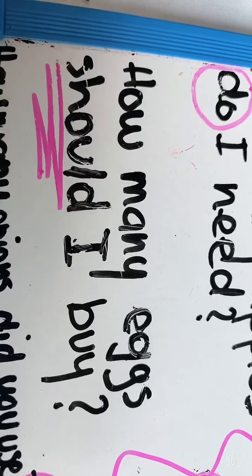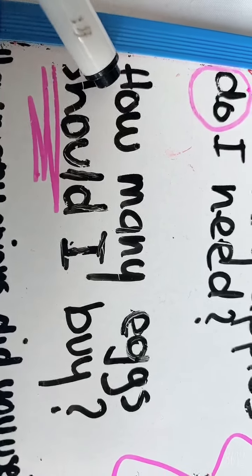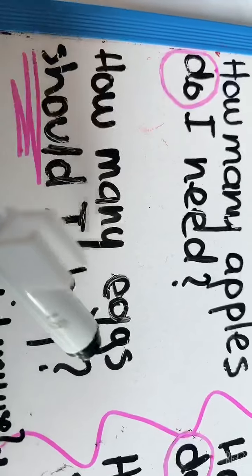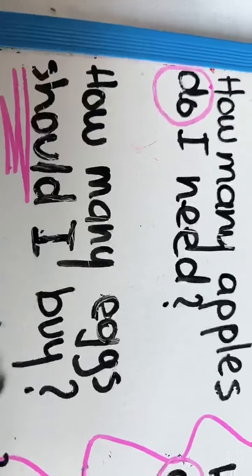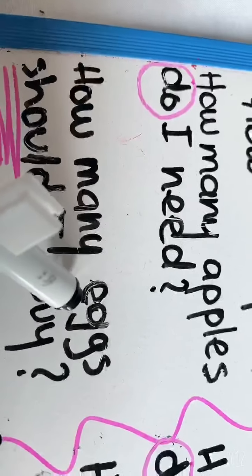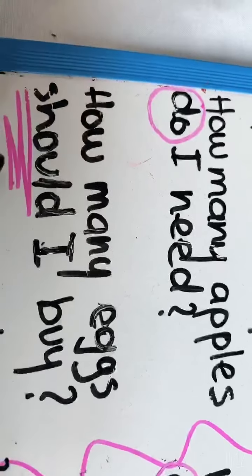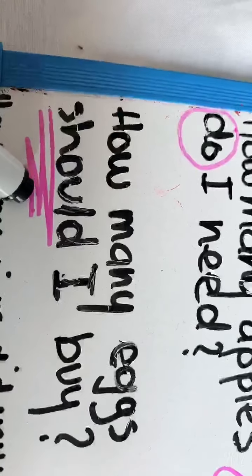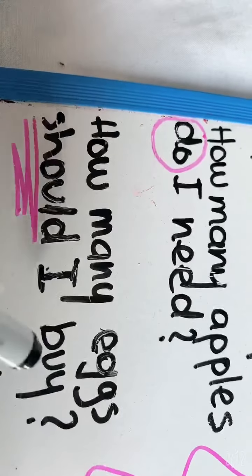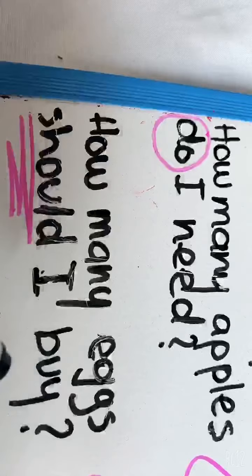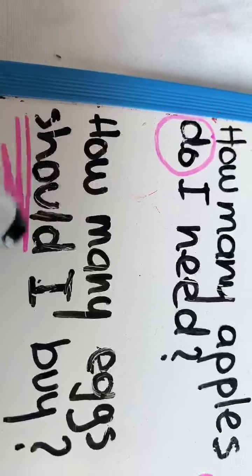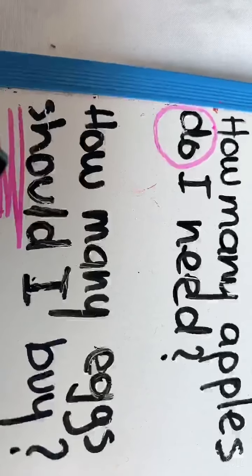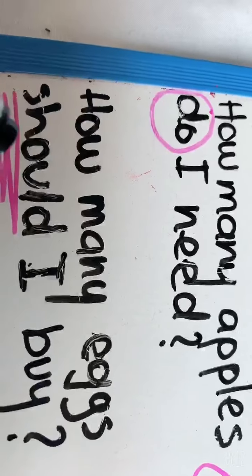Here we have another example. How many eggs should I buy? So as you can see, the structure is the same, but in this case the object is different, the auxiliary is different, and the verb is different as well. So in this case we are using should as an auxiliary. Remember that the auxiliaries are used to ask questions.